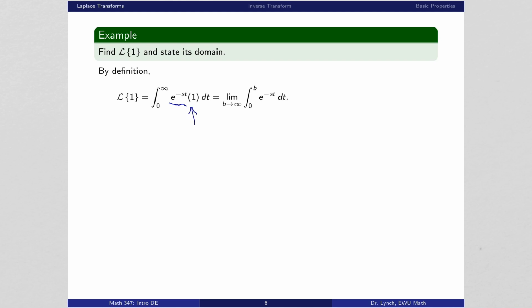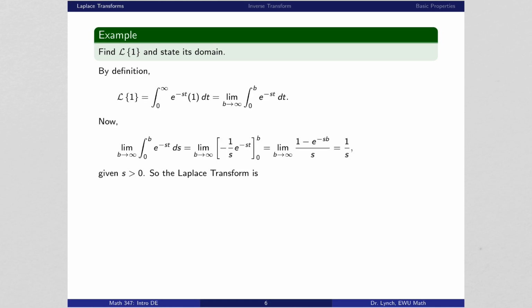So again, I'll go ahead and write this as the limit as b goes to infinity of a definite integral from 0 to b of e to the minus st. We can integrate that quickly as minus 1 over s e to the minus st and take the limit as b goes to infinity. And you can imagine that this limit is finite just so long as s is a positive number. Okay, so in that case, when s is a positive number, the e to the minus sb goes to 0 as b goes to infinity, and we end up with 1 over s.